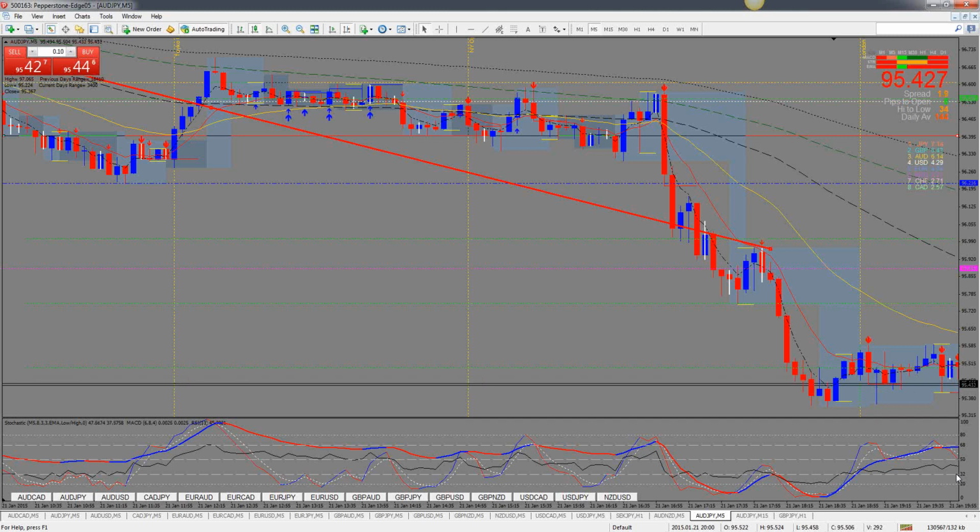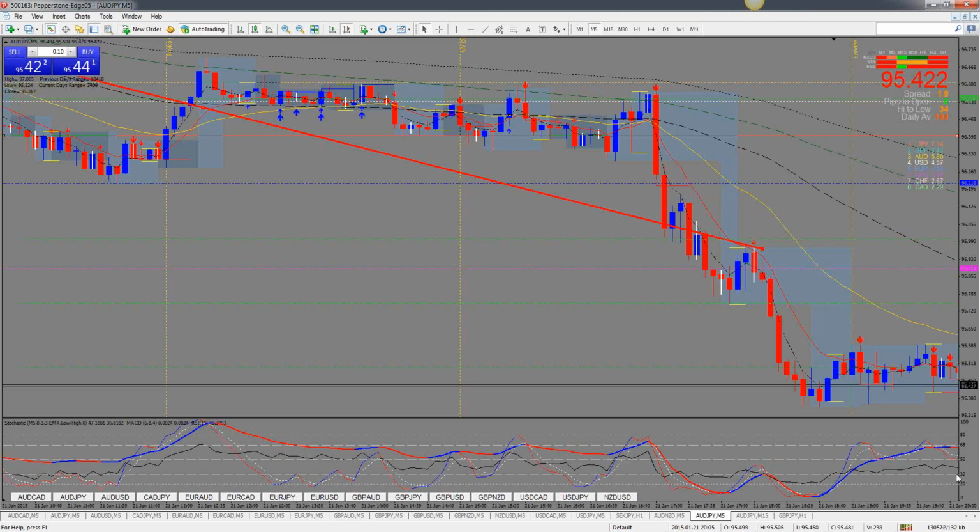I would wait, yes. I would wait for the break of the inside bar and I would take the trade. We don't have a break, but we have a signal bar. What about now? Yes, I would take it there now.